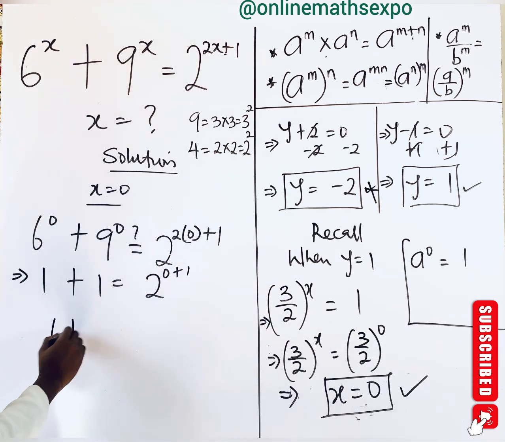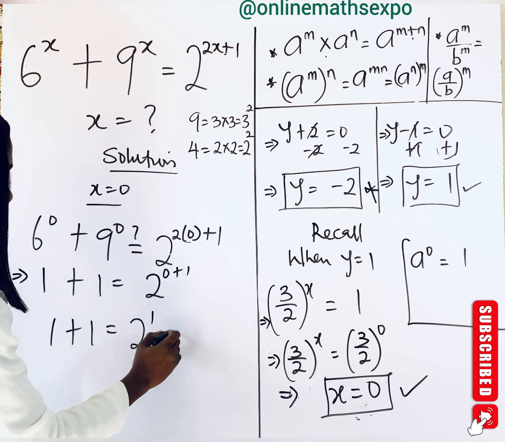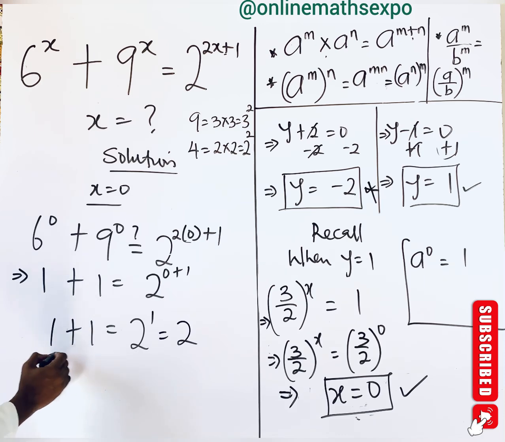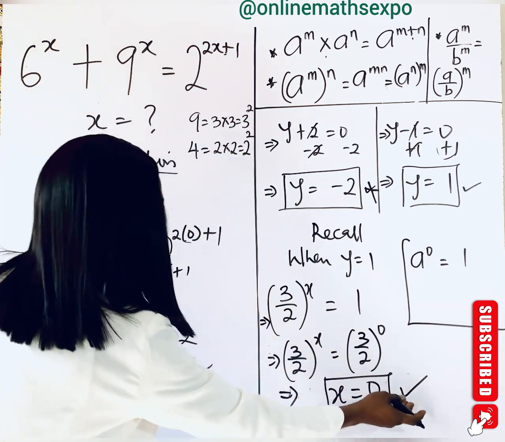So we have 1 plus 1 is 2 raised to power of 1, and 2 raised to power of 1 will give you 2. So you see, at this side you have 2, and at the right side you have 2, which is equal. So our answer is correct.